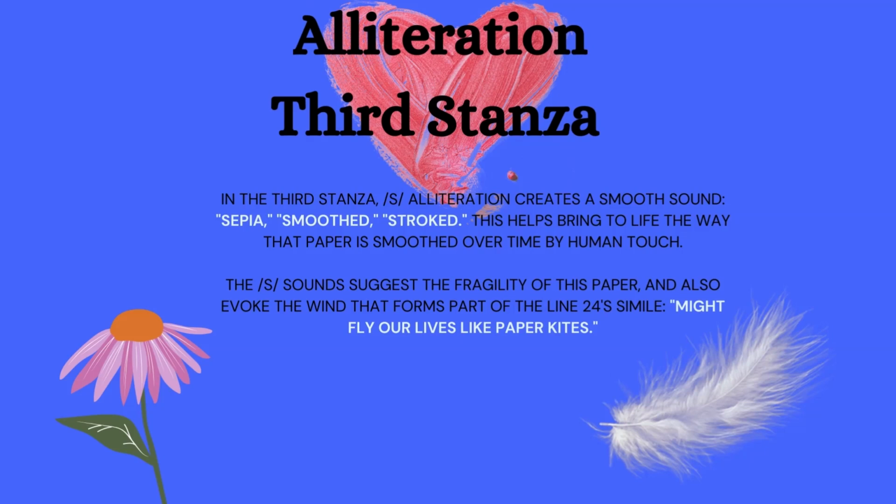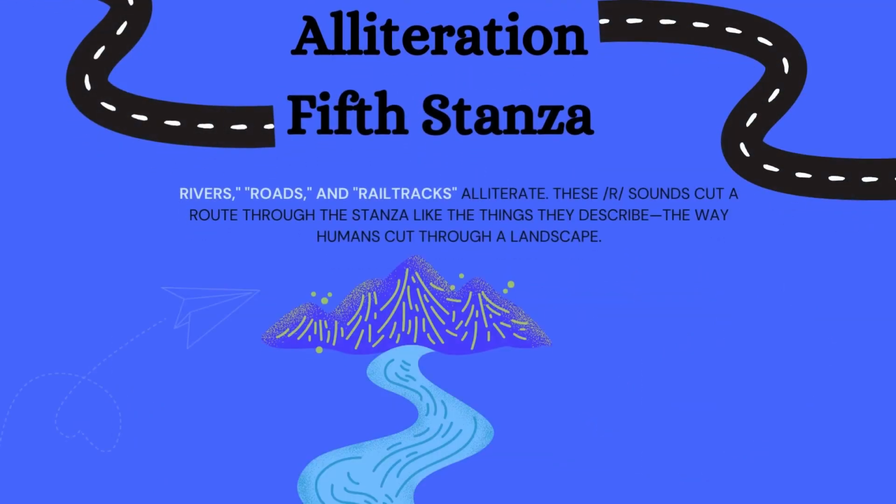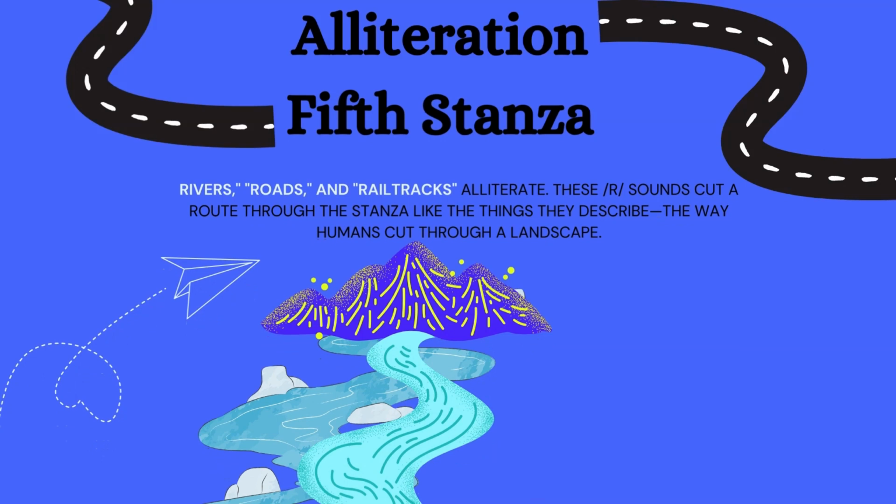In the third stanza, alliteration creates a smooth sound: sepia, smoothed, stroked. This helps bring to life the way that paper is smoothed over time by human touch. The S sounds evoke the wind that forms part of line 24's simile: might fly our lives like paper kites. Alliteration of the R phoneme sounds harsh, cutting through the stanza.